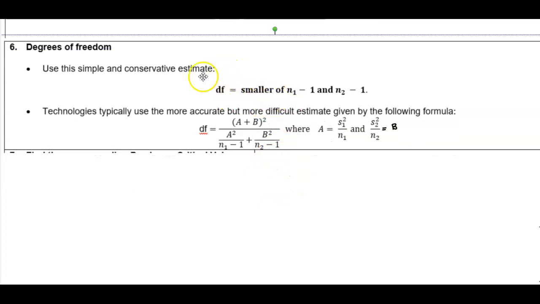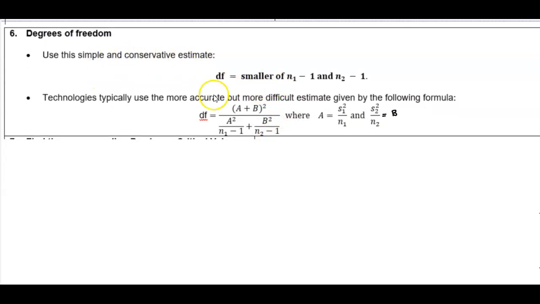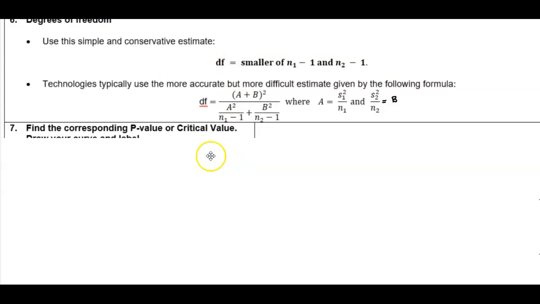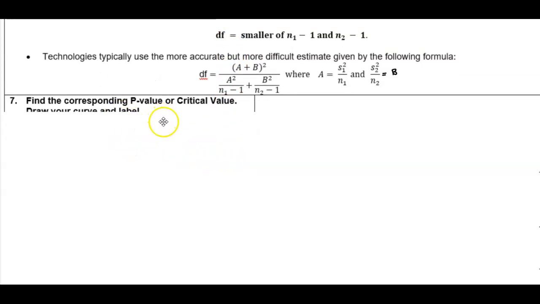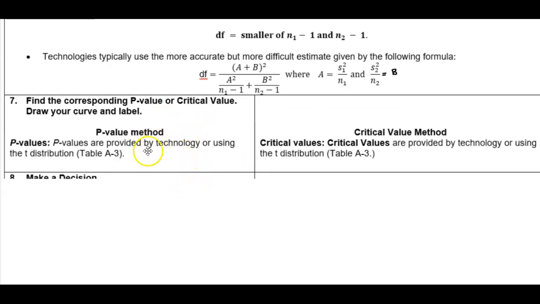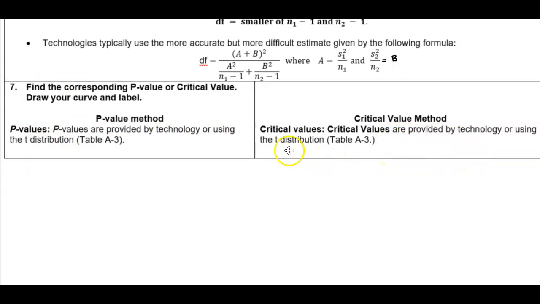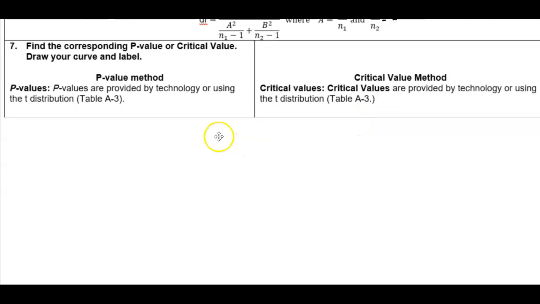Now we will be using the first simple and conservative estimate. So technology is automatically going to solve it this way. So when you're using technology, it might give you a different number than when you're using the simple and conservative estimate. Number 7, we're going to find the corresponding p-value or critical value, and you draw your curve and label. So for the p-value method, p-values are provided by technology or using the t-distribution, which is table A3, and critical values are provided by technology or using the t-distribution, again, table A3.